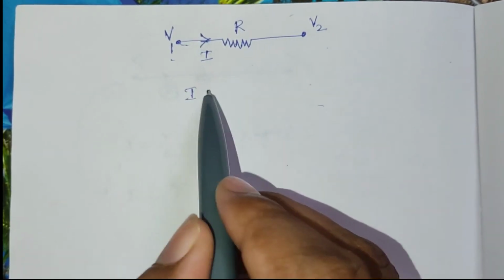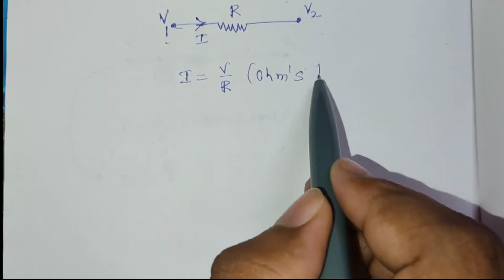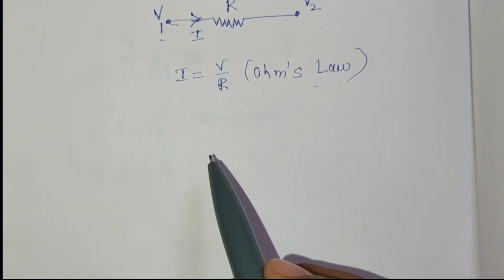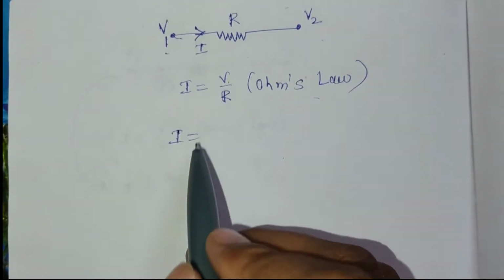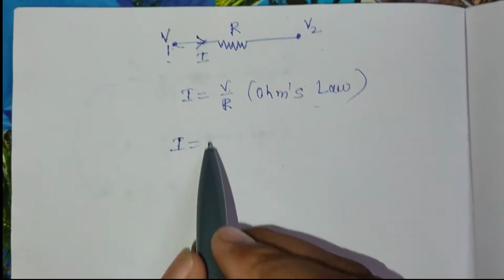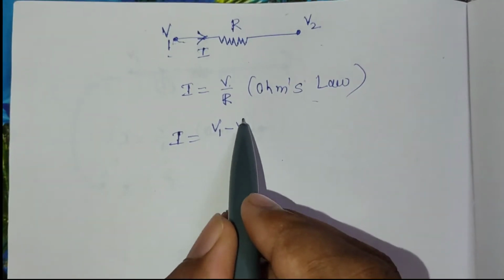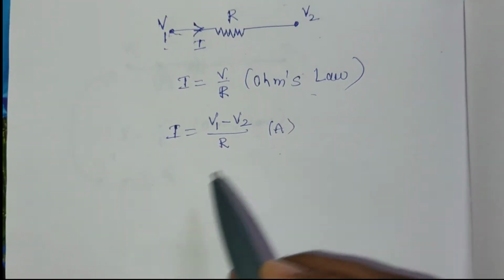We can write the current I equal to V by R according to Ohm's law. You know Ohm's law, right? So according to Ohm's law, I equals V by R. Here V is nothing but the potential difference between the terminals of the resistor. That means V1, the higher potential, minus V2, divided by our resistance value. So this is how we write a current.